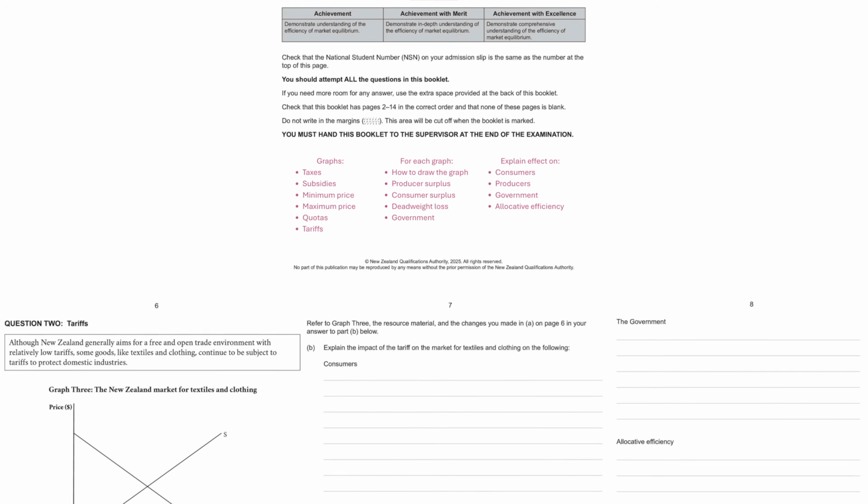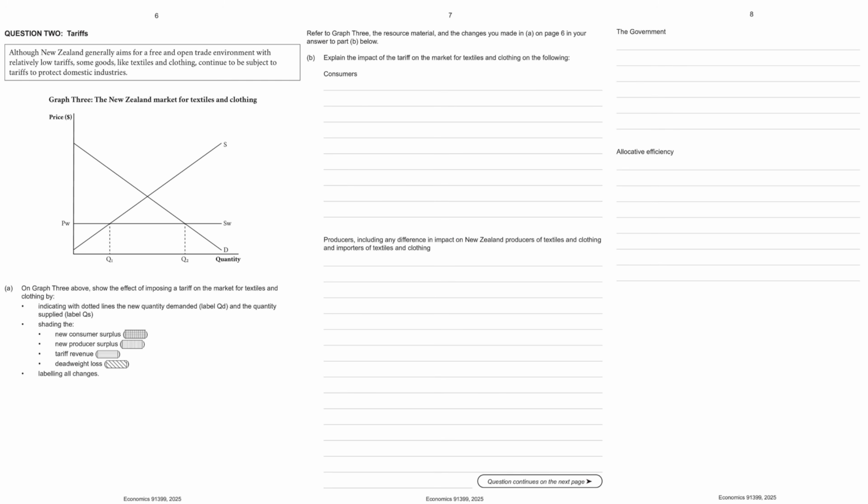So in this video, we crack straight into question 2. Question 2 is all about tariffs. So it says that although New Zealand generally aims for free and open trade environment with relatively low tariffs, some goods like textiles and clothing continue to be subject to tariffs to protect domestic industries.